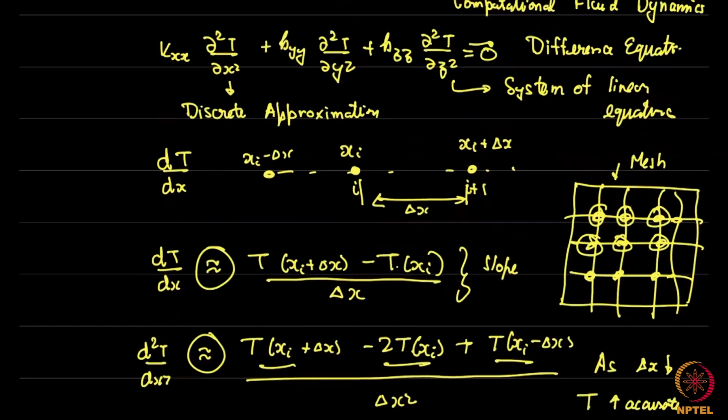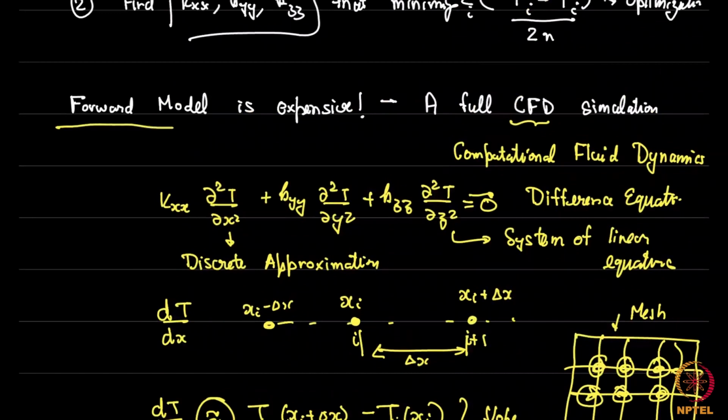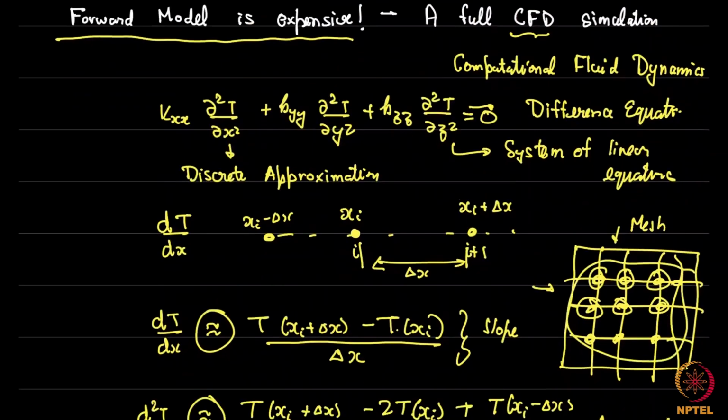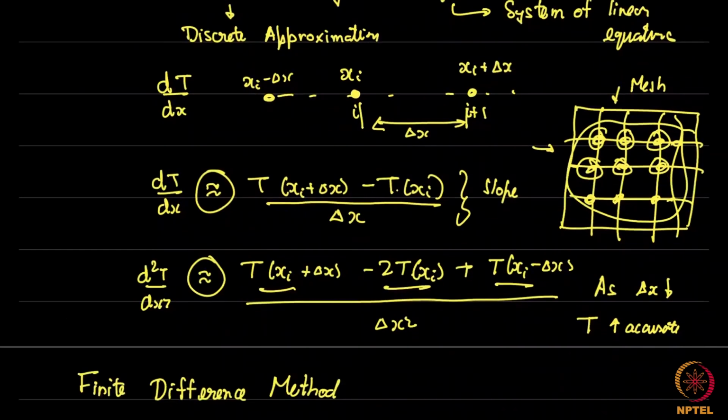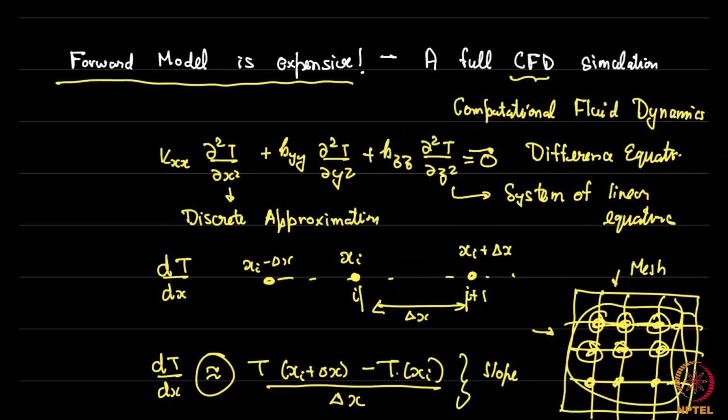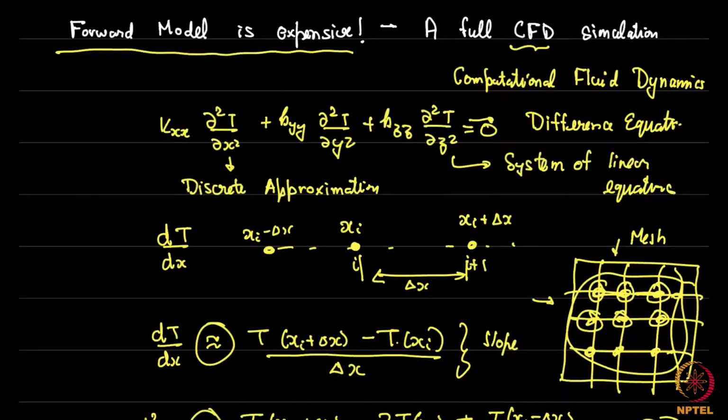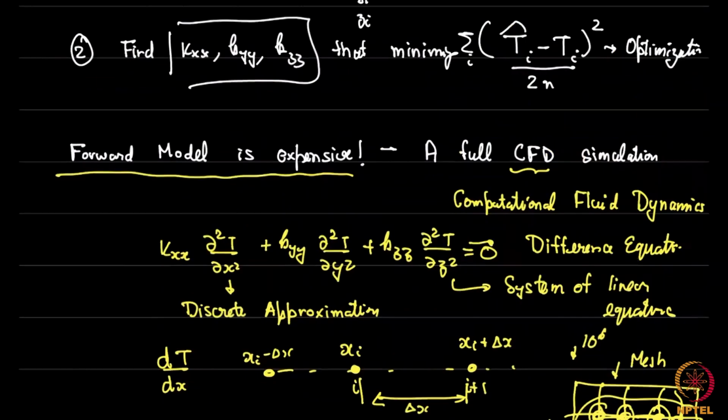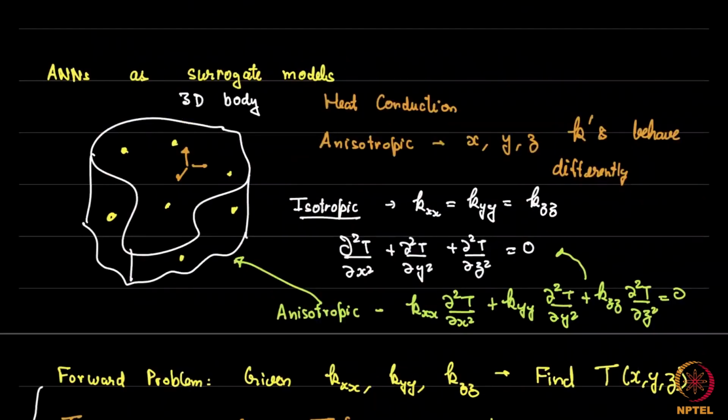All this is to say that this forward model is expensive. Why is that? Because first, you will have to create a mesh. Next, you will have to solve for temperature at all points. Why? Because only when delta x becomes very small, your solution accuracy becomes very high. Sometimes you might have as many as a million points. Even if you have 10 sensors here, in order to solve for the temperature there accurately from your forward model, you might require a million mesh points.